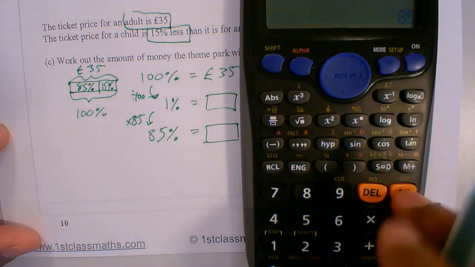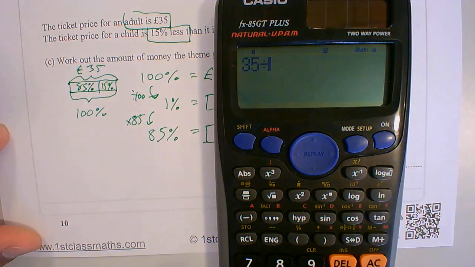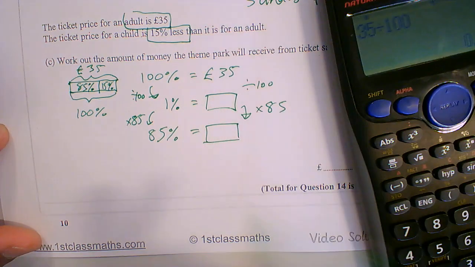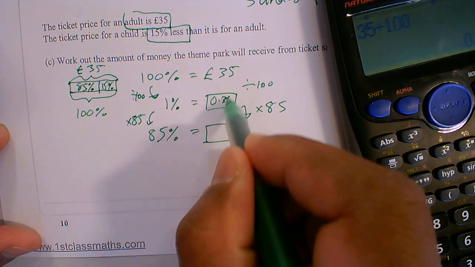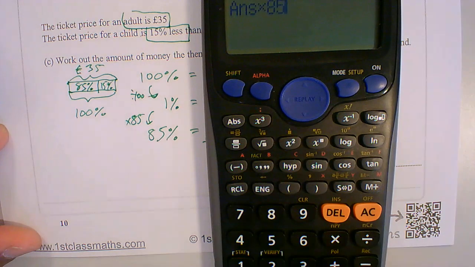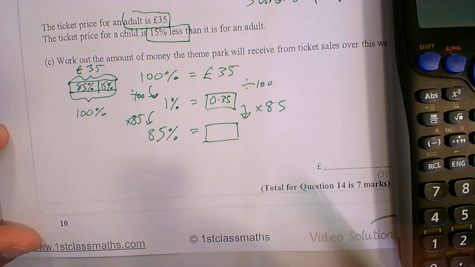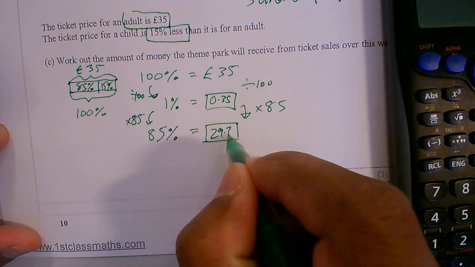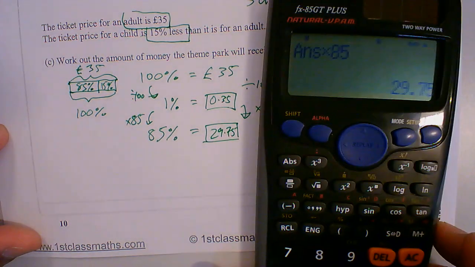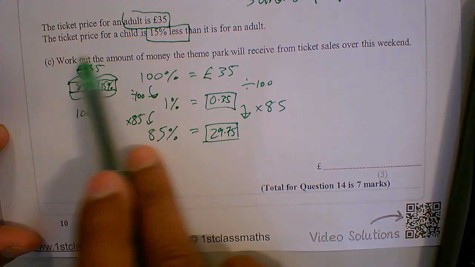So I'm going to do 35 divided by 100, which gives me 0.35. Then I times that by 85, which gives me 29.75. Okay, so that's my child price. I've got that.